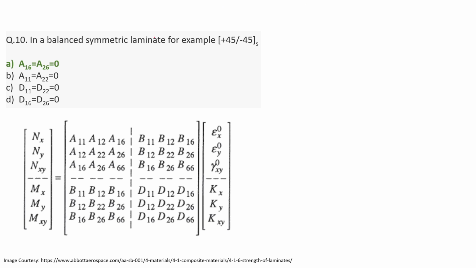In a balanced symmetric laminate, for example plus 45 minus 45 symmetric, which will be the answer? As we already discussed, for a balanced symmetric laminate, A16 and A26 will be equal to 0 and all the other things will be non-zero. And the B matrix will also be 0 because it is a symmetric laminate.